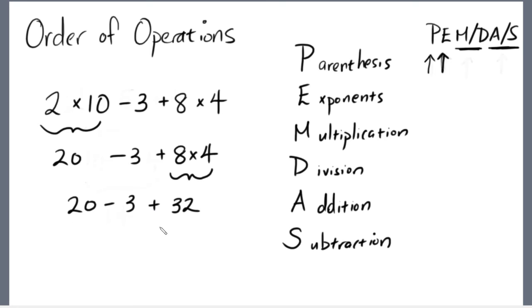Is there any more multiplication or division? There is not. So we move on to the next step, which is going to be addition or subtraction. Do we hit an addition or subtraction part here? We do. We hit a subtraction part first. So we do the subtraction. It becomes 17 plus 32. And then we do it again. Is there an addition or subtraction? There's an addition. So we solve that. That's going to give us 49.